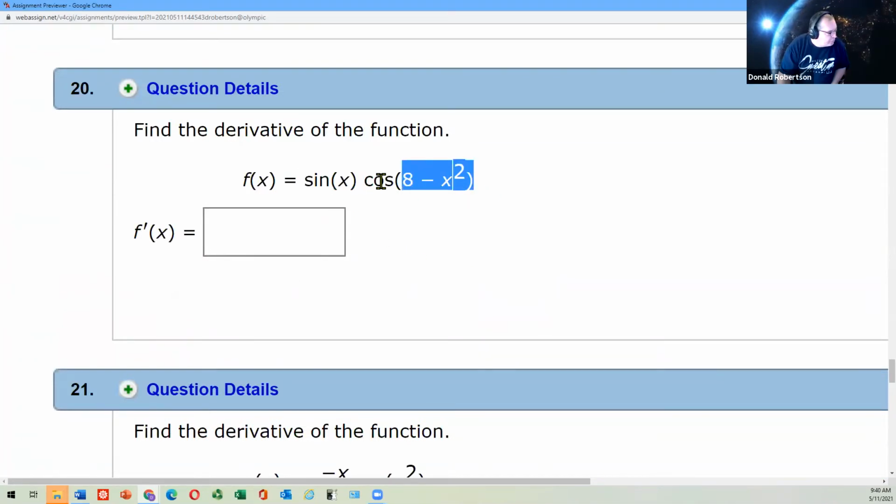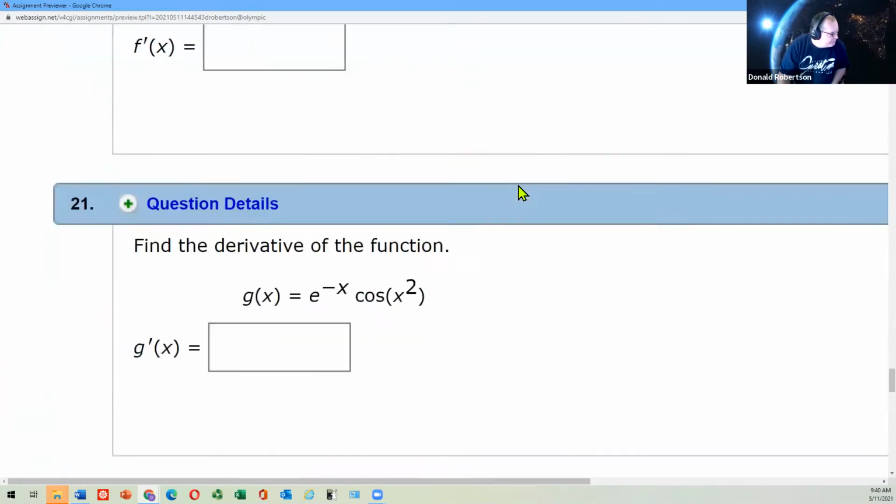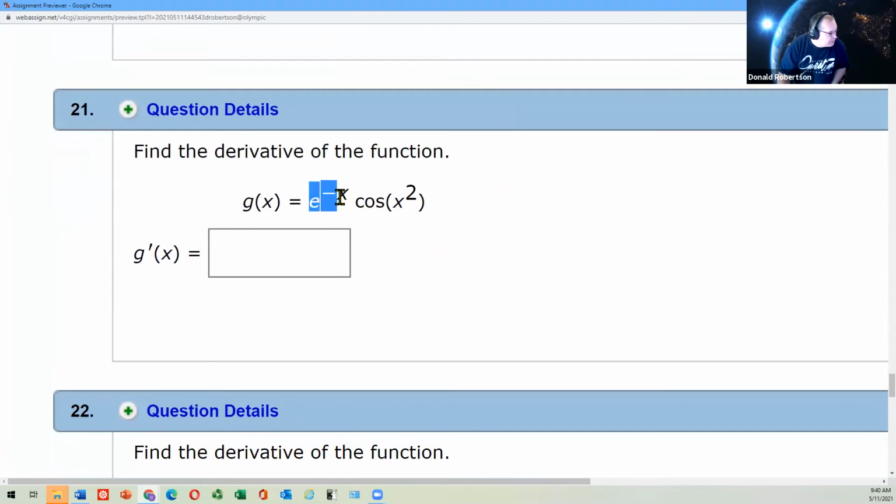Product rule. Except when you differentiate the cosine, you're going to have a little chain rule going on. Product rule. This one's going to have a chain rule. So is this one. For instance, if you differentiate e to the negative x, you get e to the negative x times -1. And if you differentiate the cosine of x squared, you get negative sine of x squared times 2x.